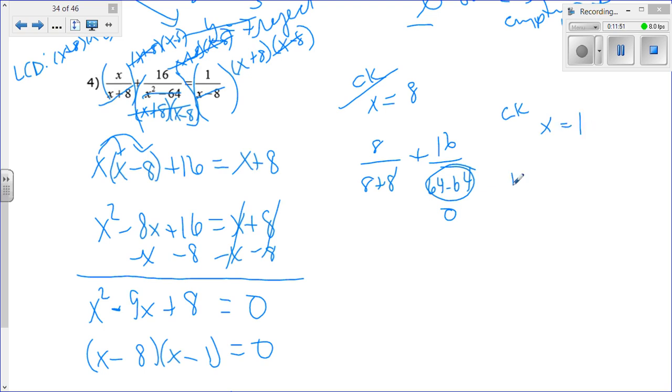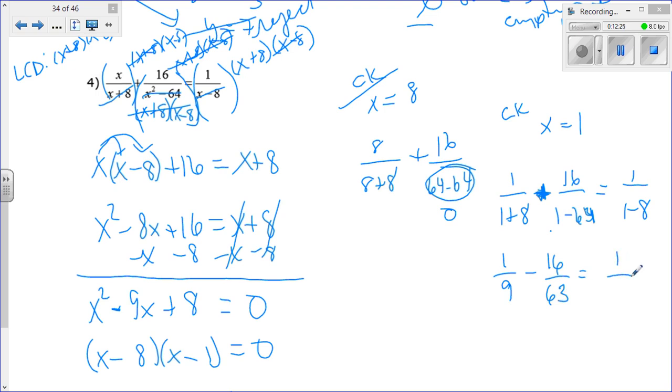Now, let's check the 1. And I will have 1 over 1 plus 8 plus 16 over 1 minus 64, or 63, equals 1 over 1 minus 8. So this is 1/9. And I'm going to get a negative 63, so it's going to be minus 16 over 63 equals 1 over, that's a negative, so it's really a negative 1/7.